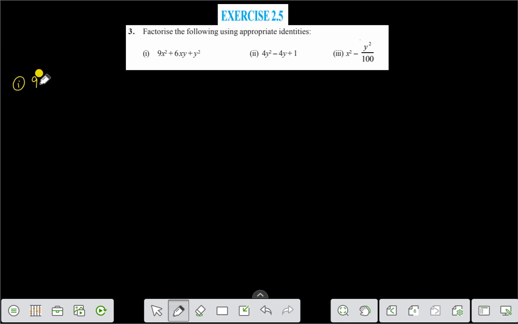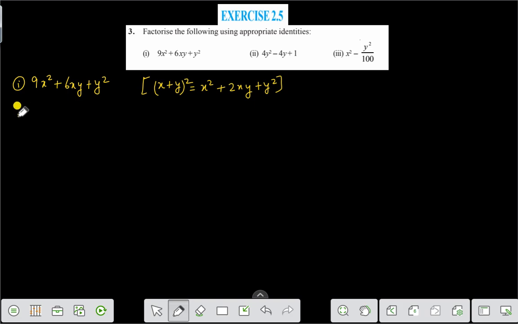Question number 1 is 9x square plus 6xy plus y square. Here we are using the identity that (x plus y) whole square is equal to x square plus 2xy plus y square.